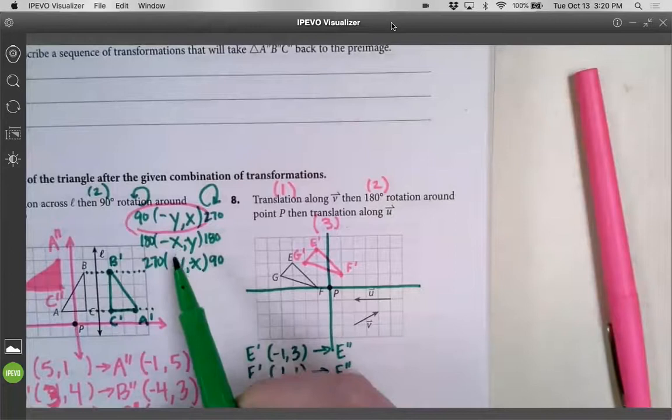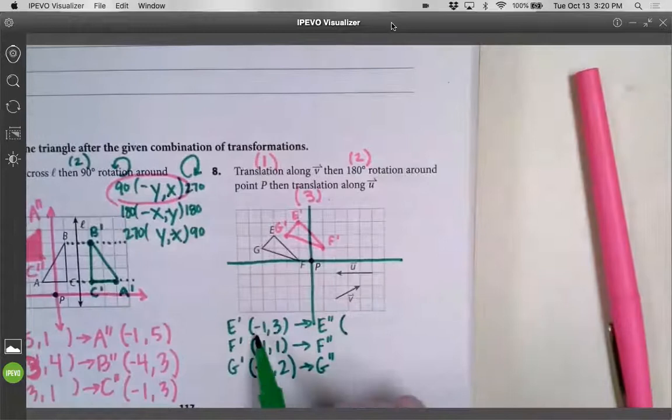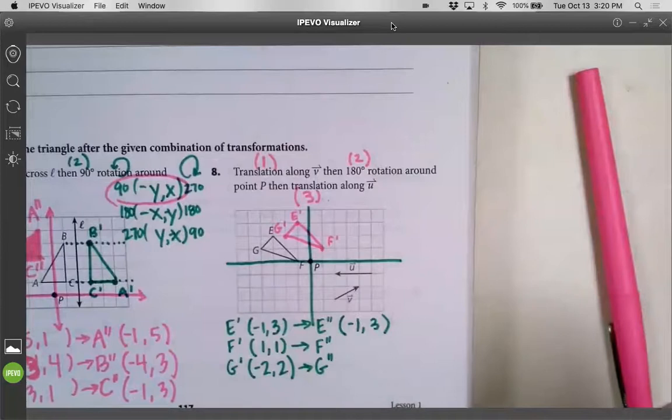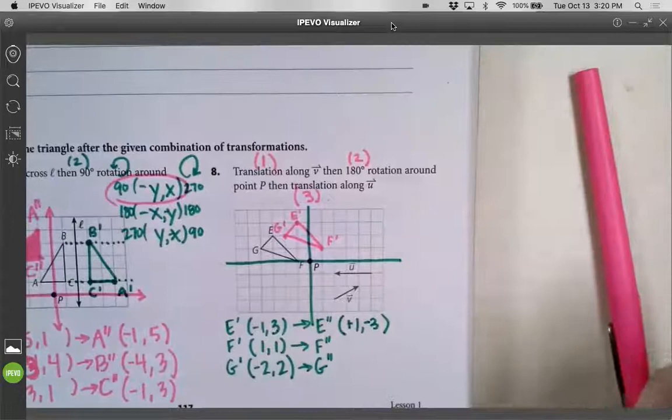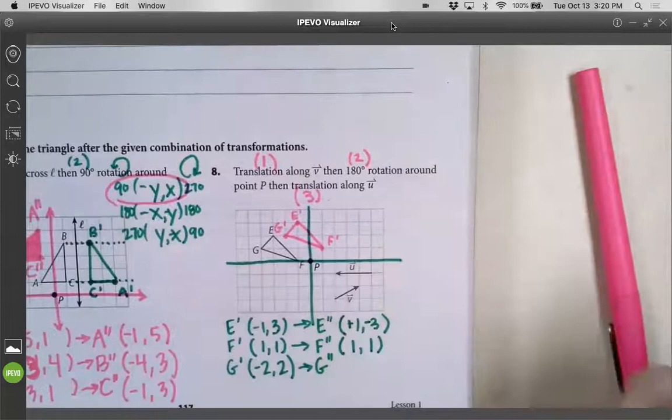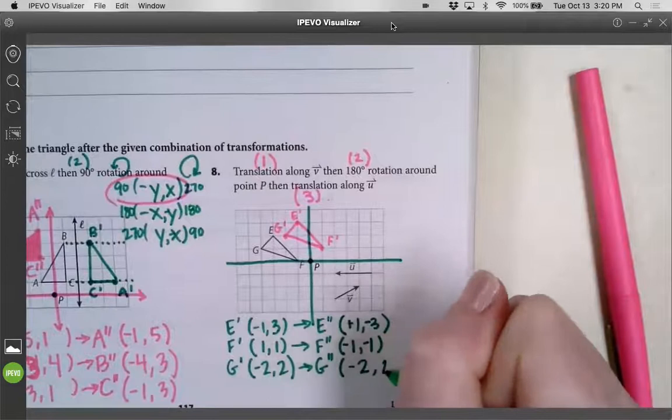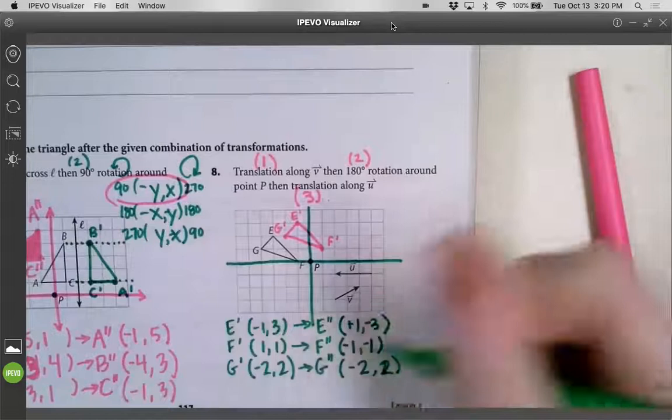For E double prime, negative 1, positive 3, stays in that order, but I want to change both of the signs. So now this is positive 1, negative 3. For F prime at 1, 1, when I change both of the signs, it becomes negative 1, negative 1. For G prime, I started G prime at negative 2, comma 2. And my rule tells me to change both of the signs, so it's now positive 2, negative 2.